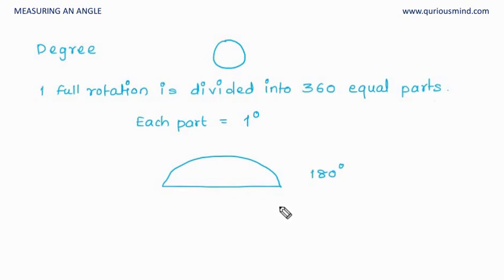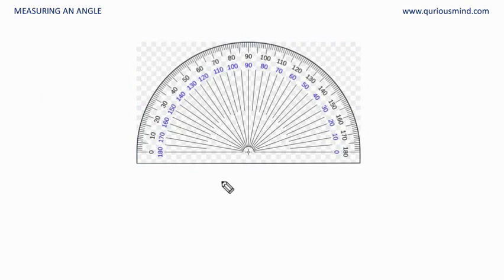So we have an equipment called a protractor, which has markings along its circumference, each measuring 1 degree. And that equipment is used to measure the angle. We'll first look at how a protractor looks, and then we'll talk about how we use a protractor to measure an angle. This is a protractor.